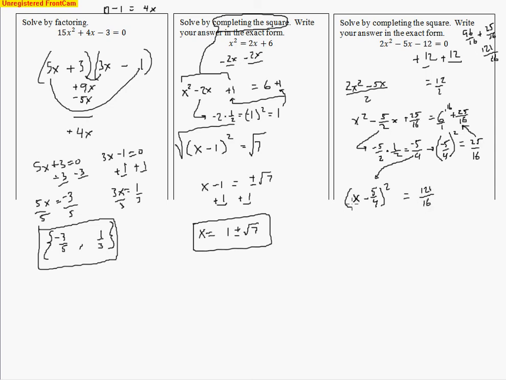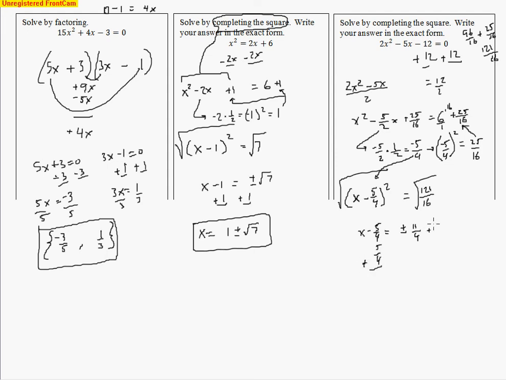So from there, I go ahead and take the square root of both sides, and I've got x minus 5/4 equals plus or minus 11/4. So you see, square root of 121 is 11, square root of 16 is 4. So from this point, again, you should already have common denominators. If you don't, you know you're doing something wrong.